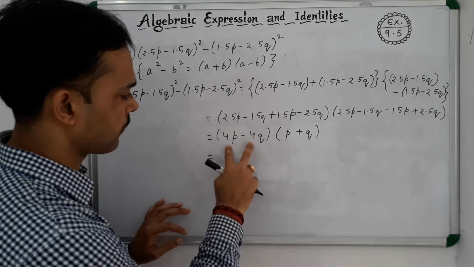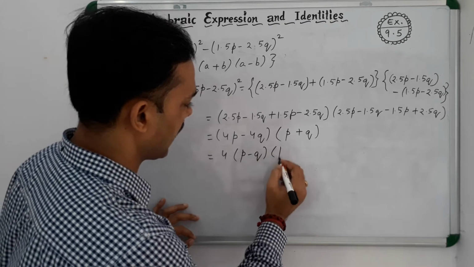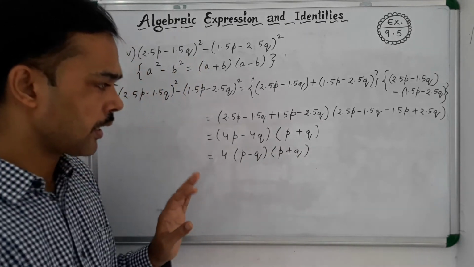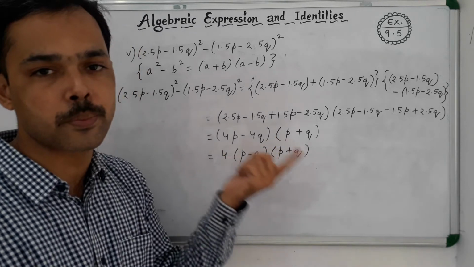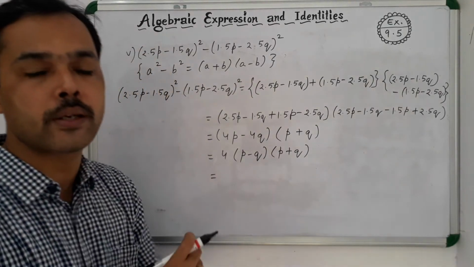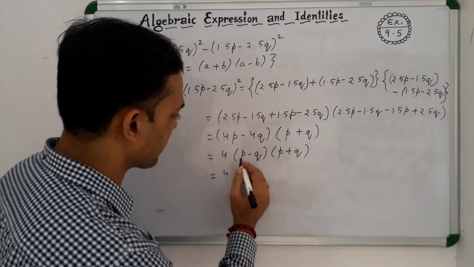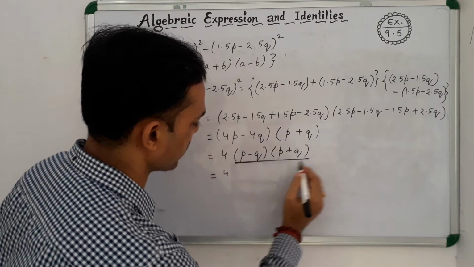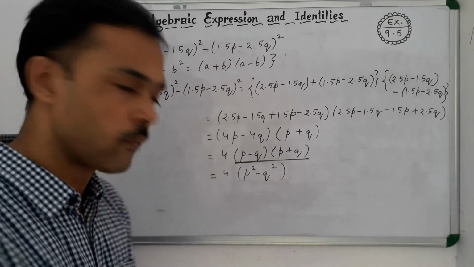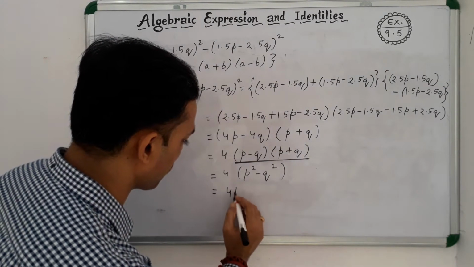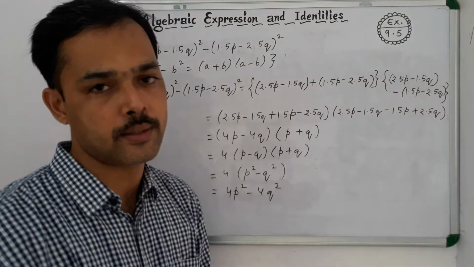In this, if you observe, 4 is common in both, so I have taken 4 common, p minus q and p plus q. Now see, you have to simplify. Over here it is in the form of a plus b into a minus b, and a plus b into a minus b is equal to a square minus b square. That is why this particular portion can also be written as p square minus q square. When you multiply, you get 4p square minus 4q square. In this way, this will be your answer.